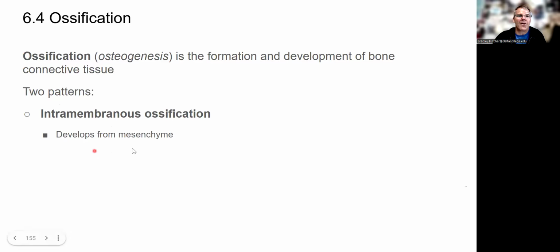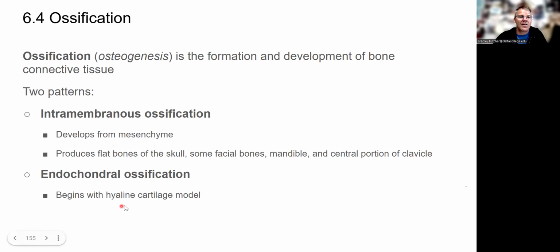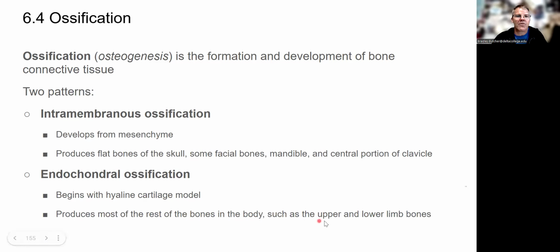So this develops from the mesenchyme, and it produces flat bones of the skull, some of our facial bones, our mandible, the central portion of our clavicle. We haven't gotten to those bones. Hopefully you've been studying them, but we haven't gotten to them just yet. And we want to contrast that with endochondral ossification. This begins with hyaline cartilage as a model or a template. And it produces most of the rest of the bones in the body, such as the upper and lower limb bones.